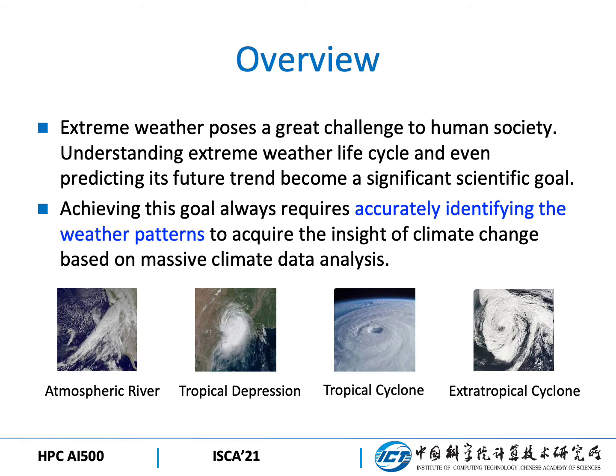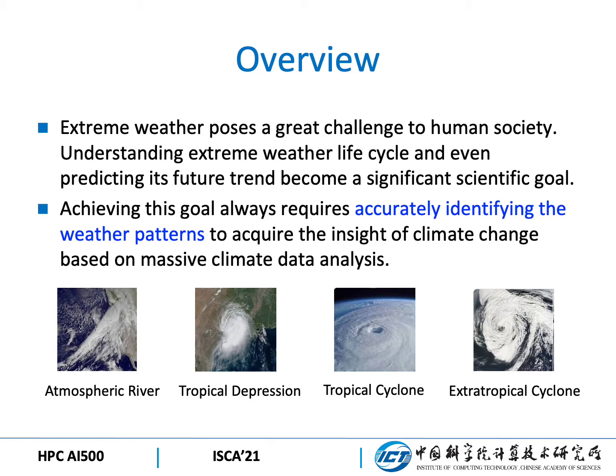First of all, I will introduce some background knowledge of this workload. Extreme weather analysis poses a great challenge to human society. It brings severe damage to people's health and the economy every single year. For instance, the heat waves in 2018 caused over 1,600 deaths according to the UN report, and the landfall of Hurricane Florence and Michael cost about $40 billion worth of damage to the U.S. economy.